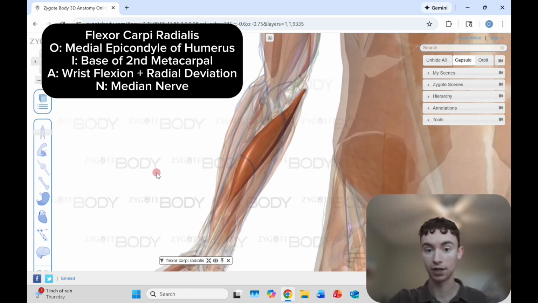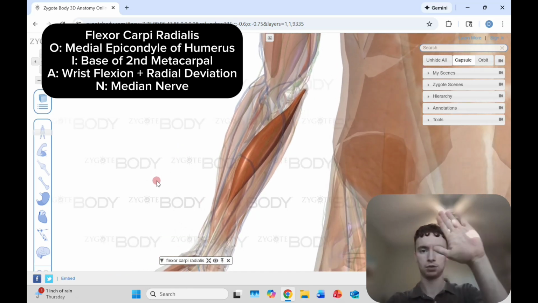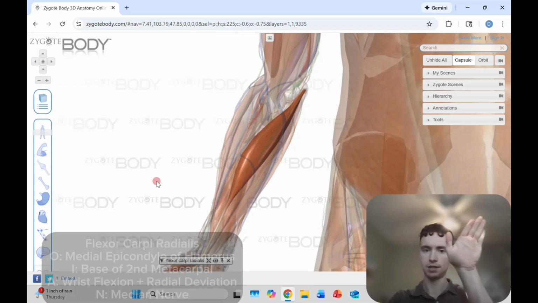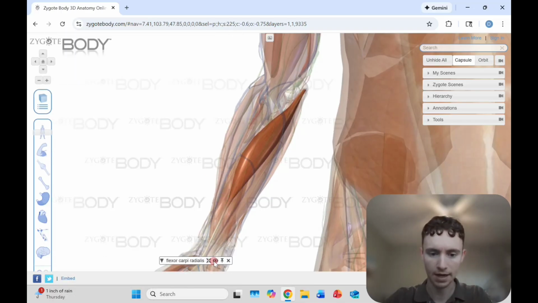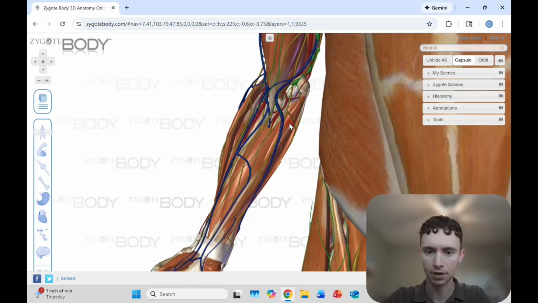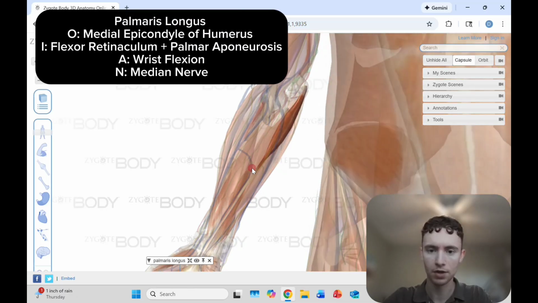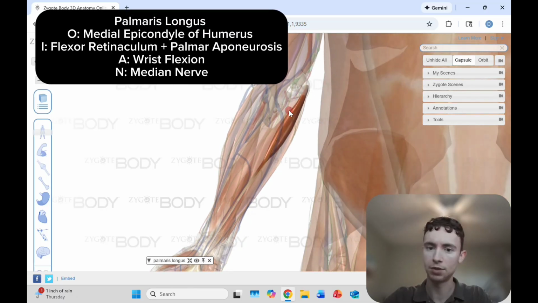And is responsible for flexing the wrist and radial deviation, which is tilting your hand towards your radial side. Ulnar deviation is the other way. So we can go ahead and hide that one. Next muscle up here would be our palmaris longus. So we have another one attaching to the medial epicondyle.